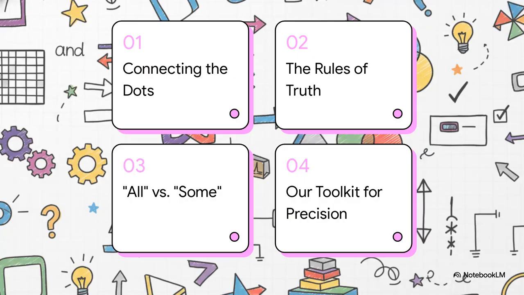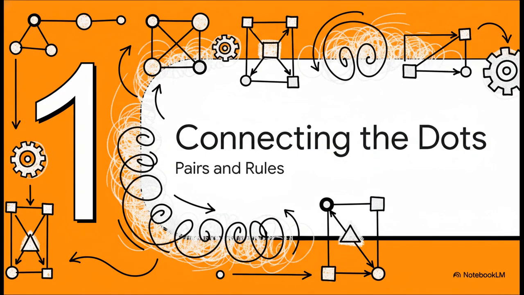All right, so here's the game plan. First up, we're going to figure out how to simply connect the dots. Then, we'll lay down the fundamental rules of truth. After that, we'll learn how to go big and talk about entire groups of things. And finally, we'll put it all together into our very own toolkit for precision. Okay, let's jump into part one, connecting the dots.